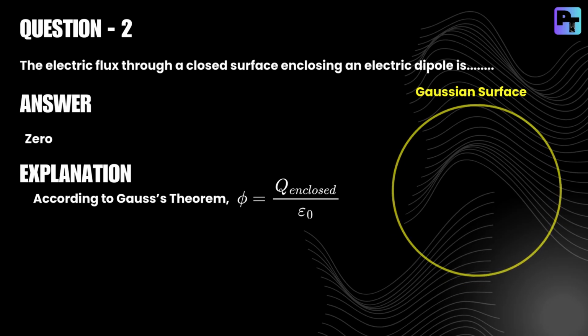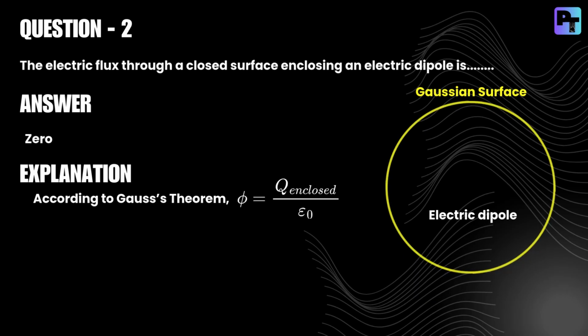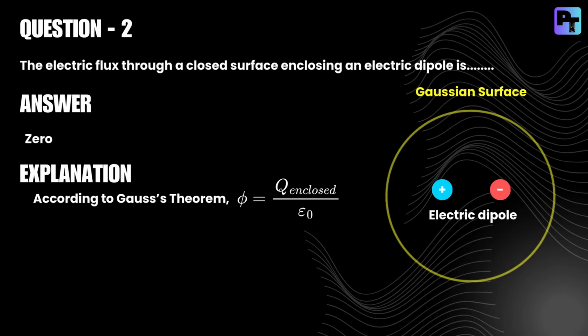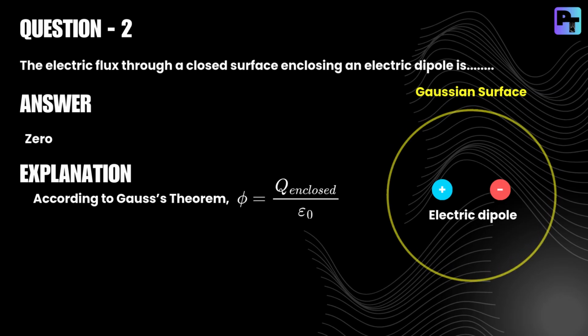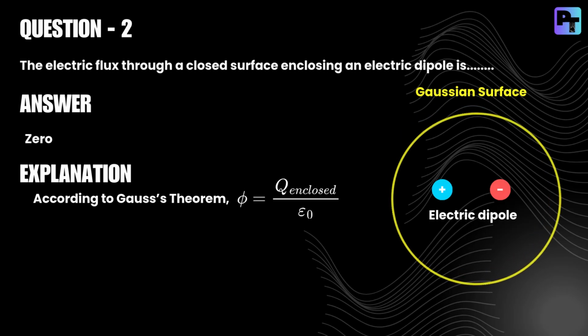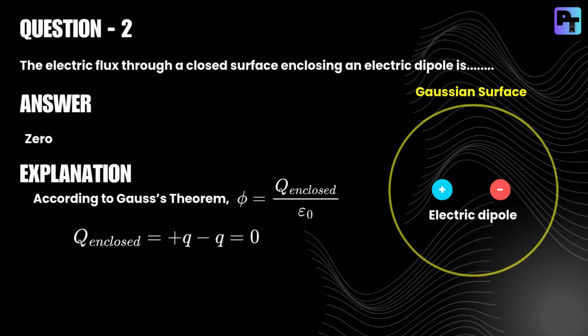Hence, the electric flux depends on net charge inside. As we know, electric dipole is an arrangement of a positive charge and negative charge, with equal amount, together, its total charge is 0. So, if we consider an electric dipole inside a Gaussian surface, net charge inside is 0. And hence, net electric flux is also 0.